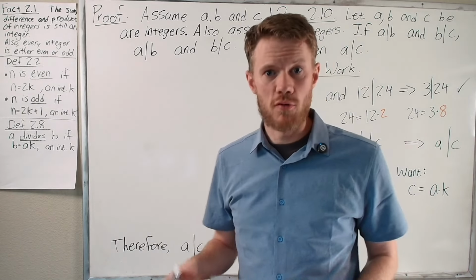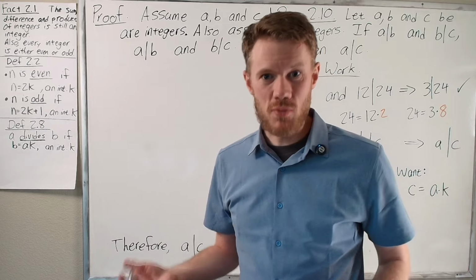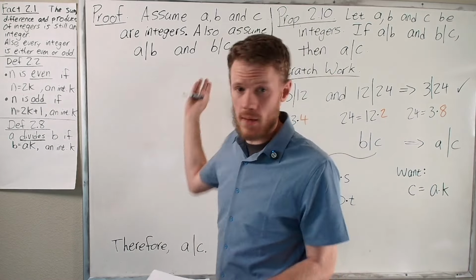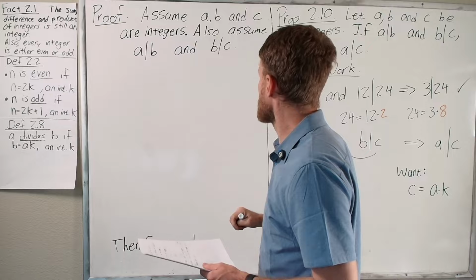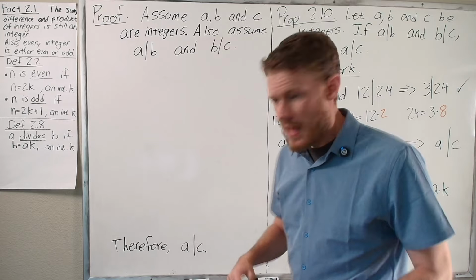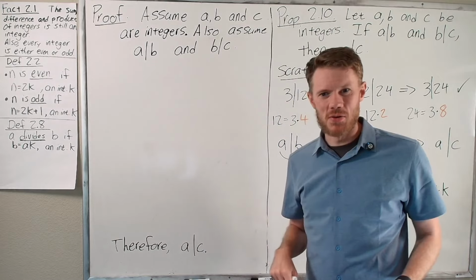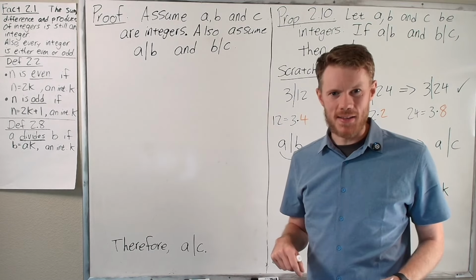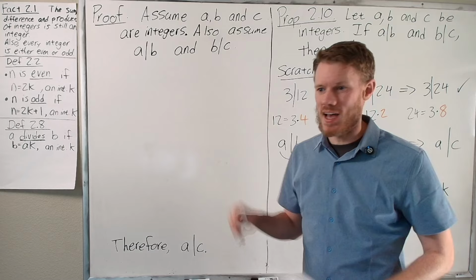So, how do these proof outlines go? For a direct proof, typically you start with your assumptions. Assume a, b, and c are integers. Also assume a divides b and b divides c. And at the end, we hope to get down to, therefore, a divides c. So how can we bridge this gap?